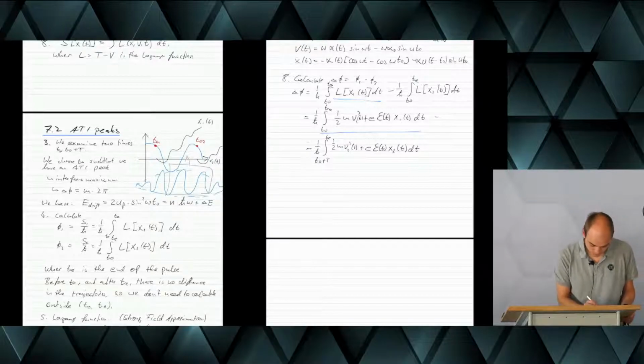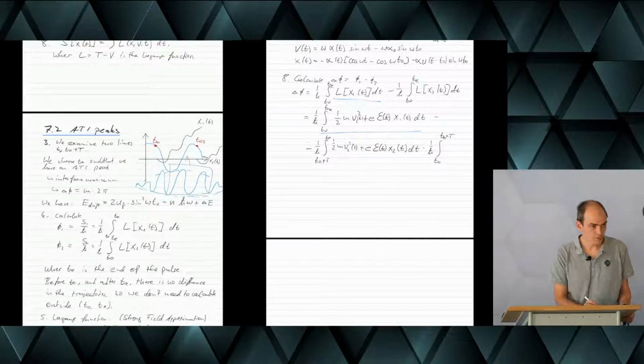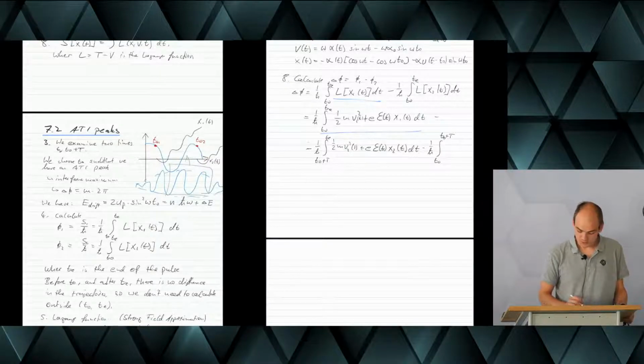Okay, now we need the second. Yeah, so this is now the part where the electron is still bound. Yeah, so minus 1 over h bar, T0, and the Lagrange function is simply EIP.